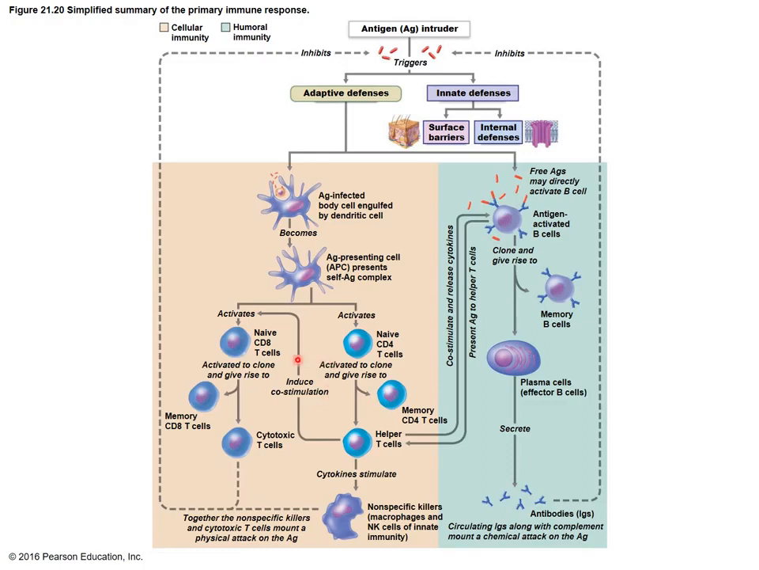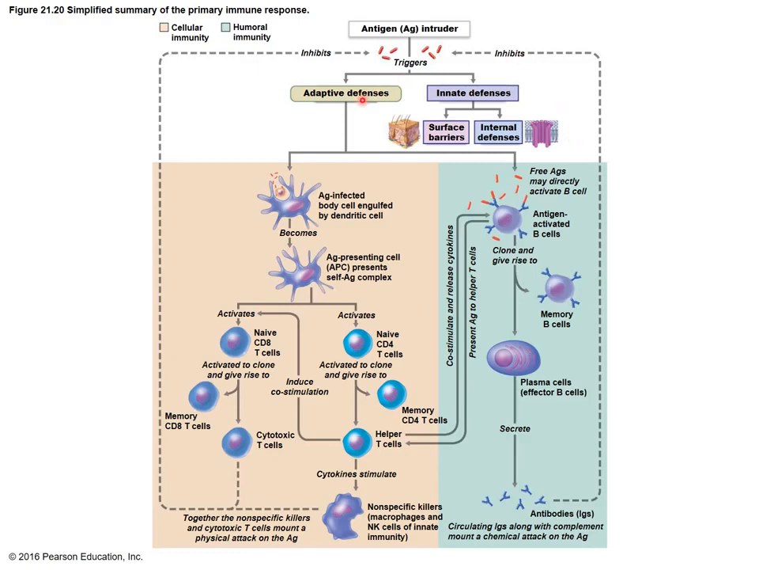So this diagram is showing kind of a summary. Here is the antigen, that foreign substance. You have your innate defense. Number one, can it get past that surface barrier? Can it penetrate through the skin? Ooh, it did. Now you've got your internal defense systems. You have the inflammatory response. You've got fever being generated. The release of some of the chemicals from the damaged tissue that are attracting phagocytes to the area.